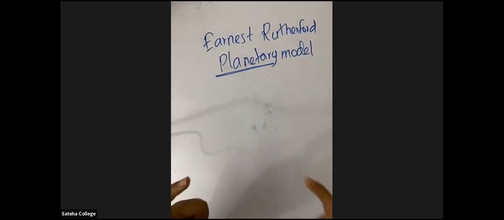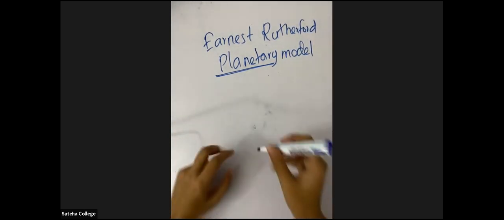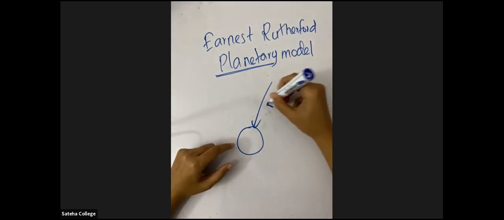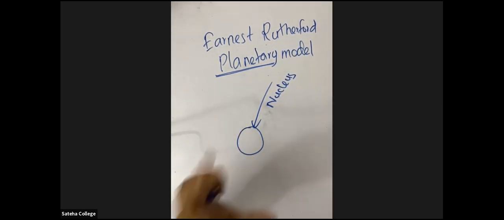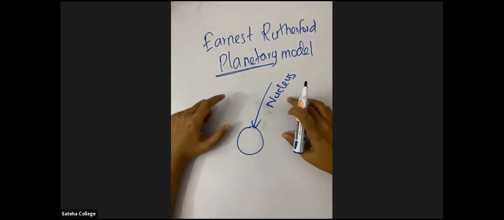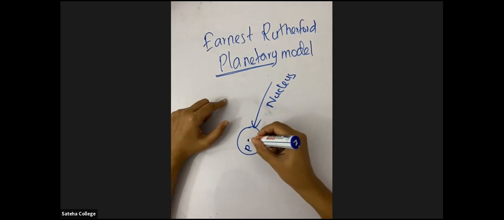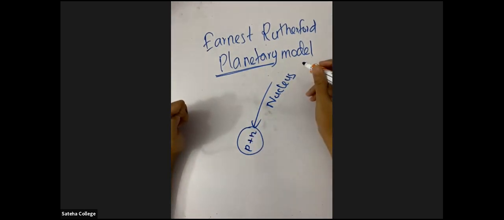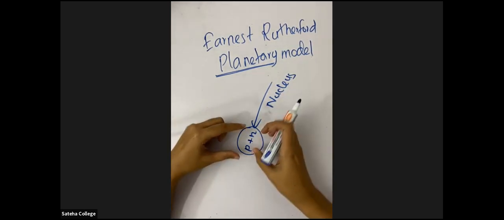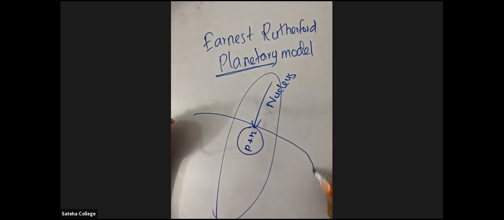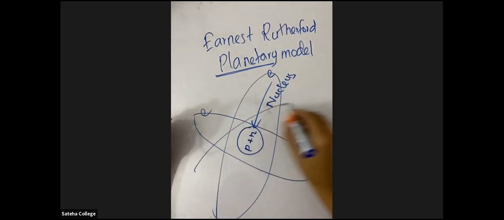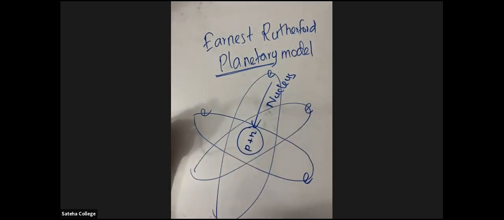He told, okay, in the planetary model, in the atom, you will have a nucleus. What did he say? He told an atom consists of a nucleus. And he told this nucleus consists of protons and neutrons. In the nucleus, what do you have? You have the protons and neutrons in the nucleus. And then he told the electrons are revolving around the nucleus in energy orbitals. In energy orbitals, you have the electrons revolving around the nucleus.